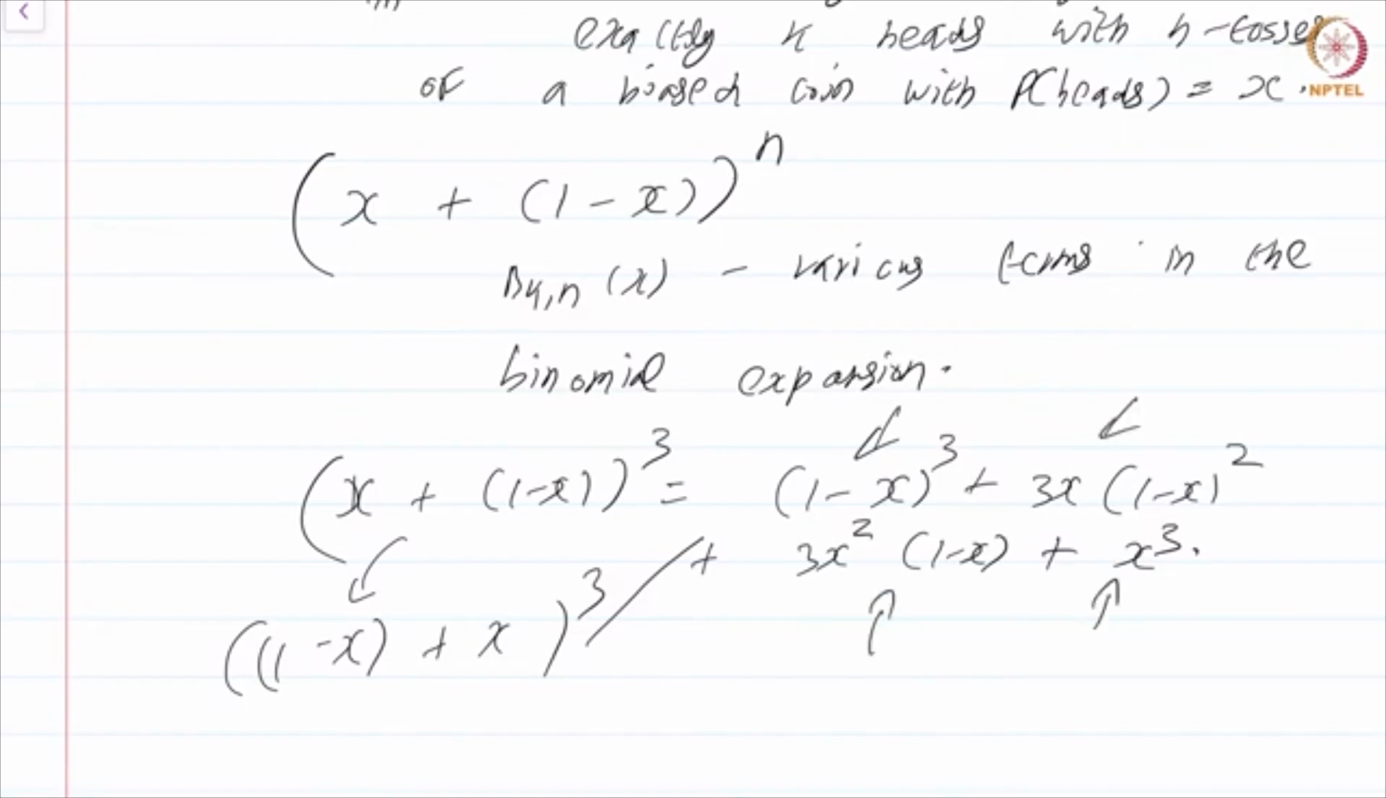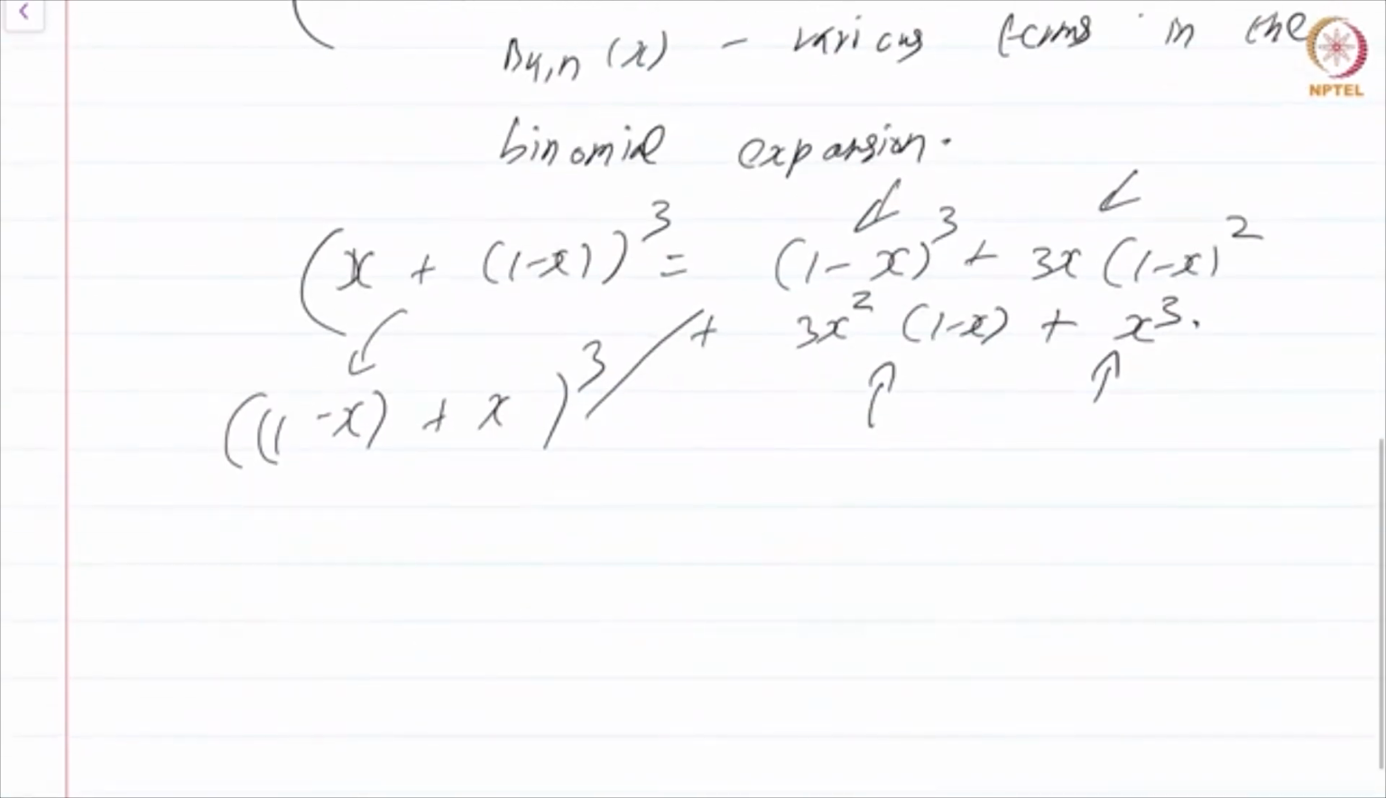Okay, so apart from this ease of remembrance, why do you want to write it like this, x plus 1 minus x the whole cube? Well, x plus 1 minus x the whole cube is just 1 cube, which is just 1, right? In fact, in general, x plus 1 minus x the whole power n is just 1, right?